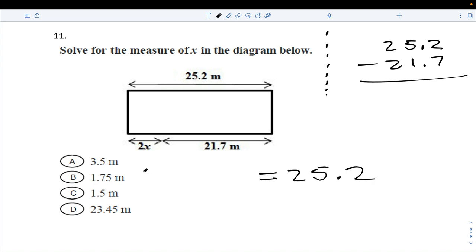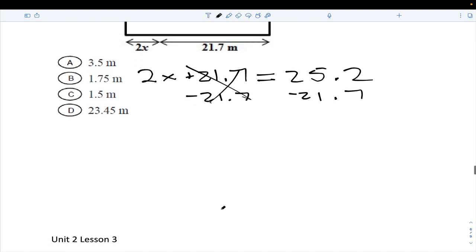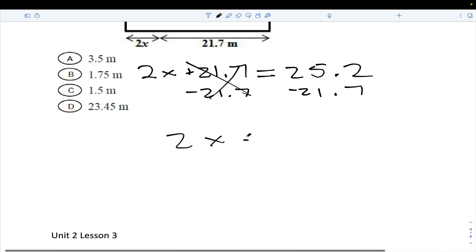Sure. 2x plus 21.7 equals 25.2. That is correct. Because you have this adding up to equal this, you can combine the two. And we're going to see that Avery's method actually happens when we start solving this problem. 25.2 minus 21.7, do you see that in the equation? Yeah, it naturally happens. So let's cross it out and keep solving. Avery, did you get what that was? What's 25.2 minus 21.7? 3.5.